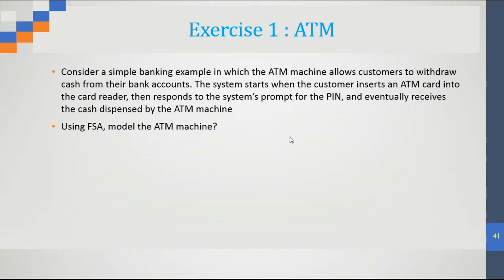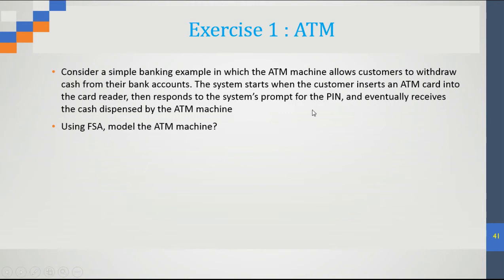So here, just as we see, is also a simple ATM machine. Only the ATM is not the machine, it's not the bank, just the ATM. So here, if we consider a simple bank example in which the ATM machine allows the customer to withdraw cash, we don't have to consider all the operations done by the ATM, just withdrawing the cash.